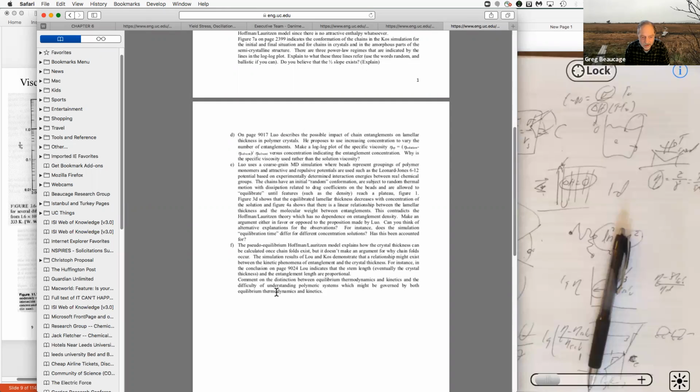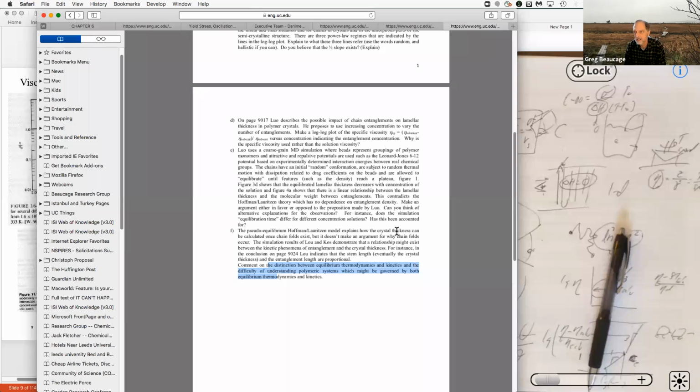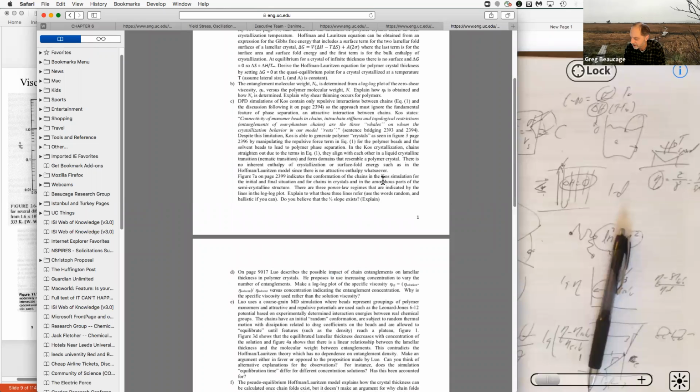And then comment on the distinction between equilibrium thermodynamics and kinetics. So polymers have both kinetic and thermodynamics involved. So some balance between these things is probably necessary to consider these systems. I think that's kind of the main thing here. So that's kind of the quiz. Any comments on that or questions or anything?